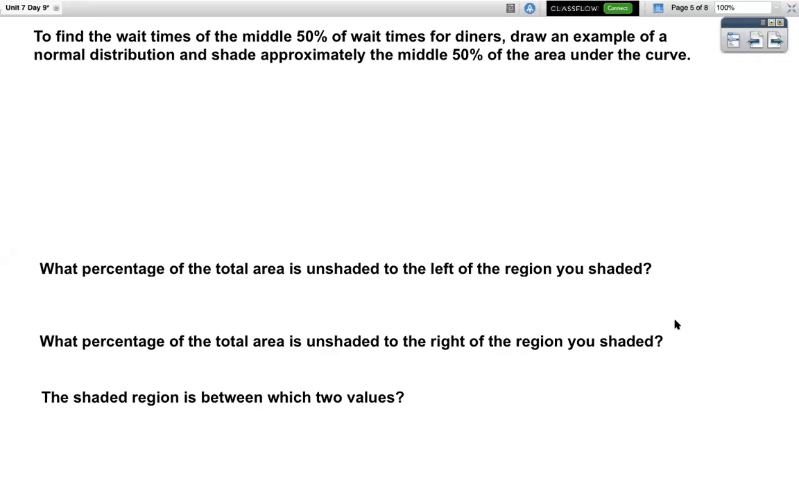So to find the wait times of the middle 50% of wait times for diners, draw an example of a normal distribution and shade approximately the middle 50% of the area under the curve. Once you've done that, answer these three questions. What percentage of the total area is unshaded to the left of the region you shaded? What percentage of the total area is unshaded to the right of the region you shaded? And then answer, the shaded region is between which two values? All right, one more time, pause the video and take as long as you need to answer these questions and also to draw that example of a normal distribution. Once you think you have everything done, go ahead and unpause the video and we will continue.